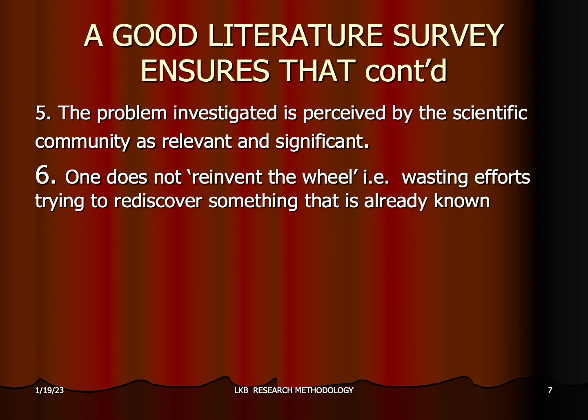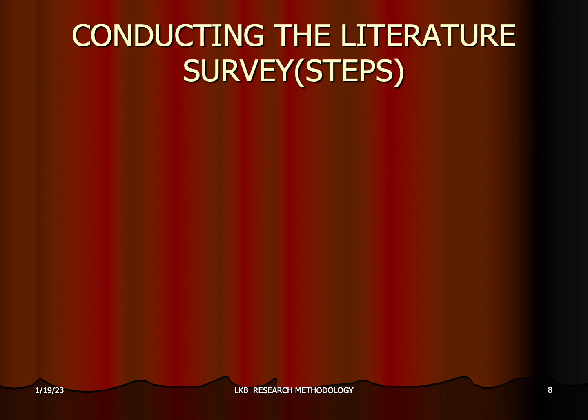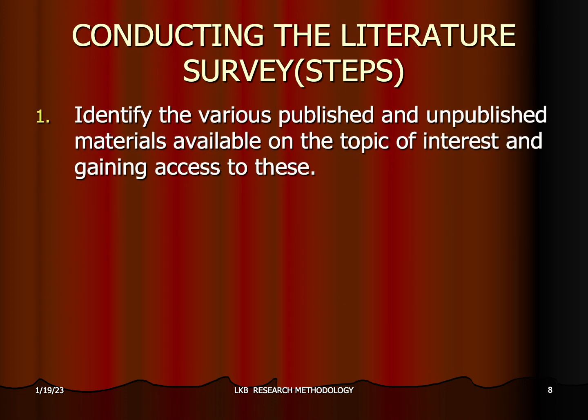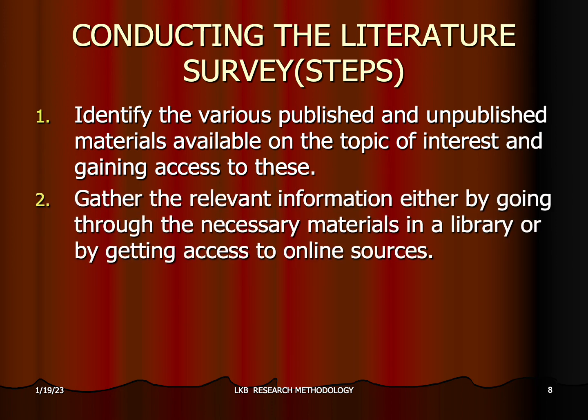So how do we go about conducting literature review? We have a number of steps which we'll mention, and then we'll go through each in a bit more detail. So the first step is to identify the various published and unpublished materials available on the topic of interest, and then we gain access to them. Note, we have both published and unpublished materials. Number 2, we want to gather the relevant information, either going through the necessary materials in the library, or we may go through them online.